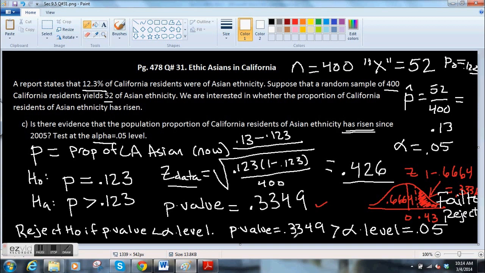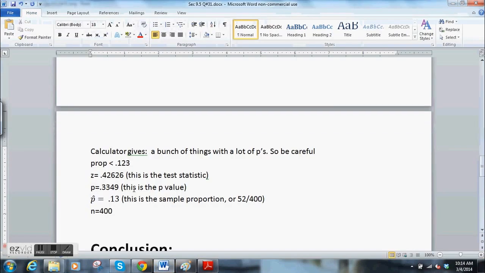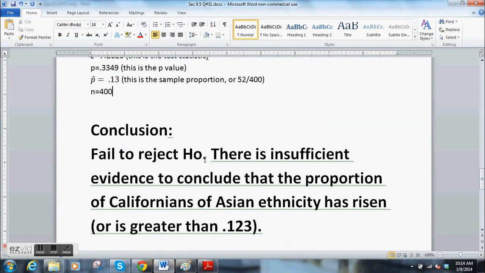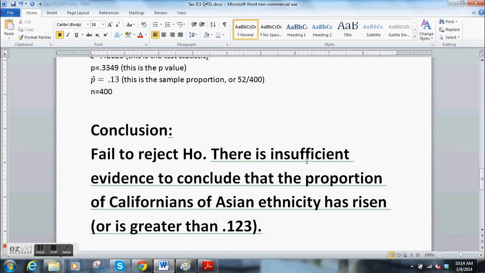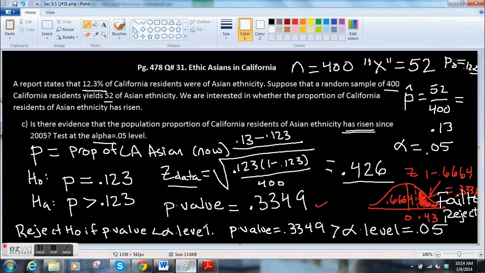Your paper won't have this much space on it. So, fail to reject. Write your conclusion like this: fail to reject H0. Now you must include a sentence that puts the conclusion in terms of the problem. There is insufficient evidence to conclude that the population proportion of Californians of Asian ethnicity has risen or is greater than 0.123.